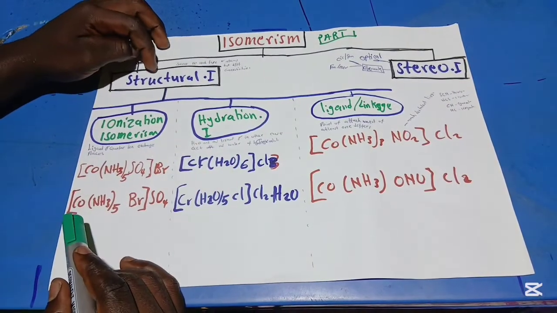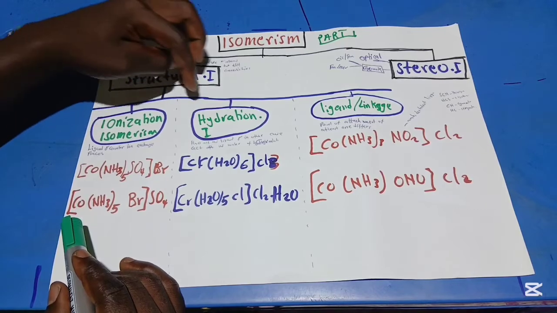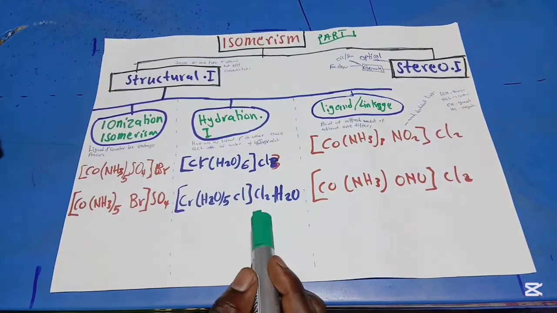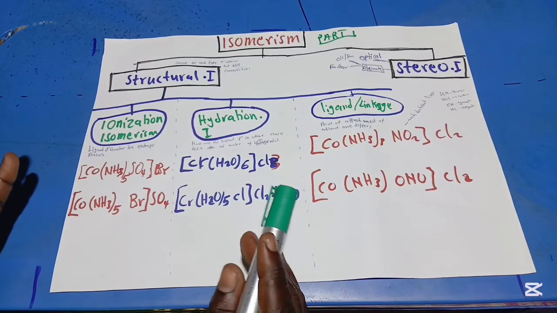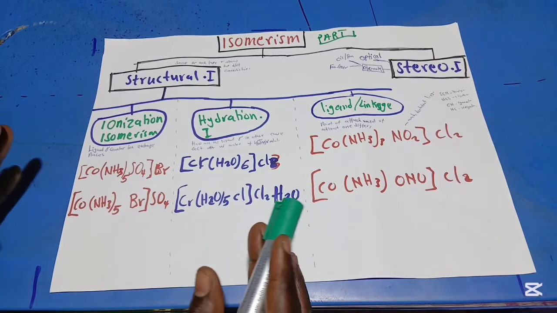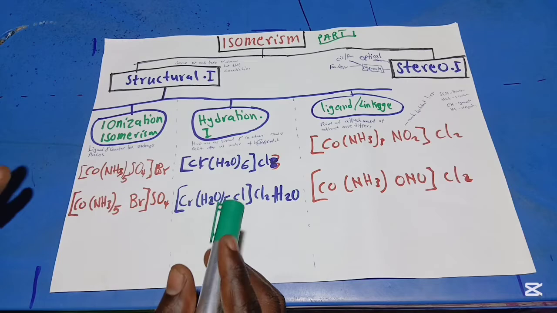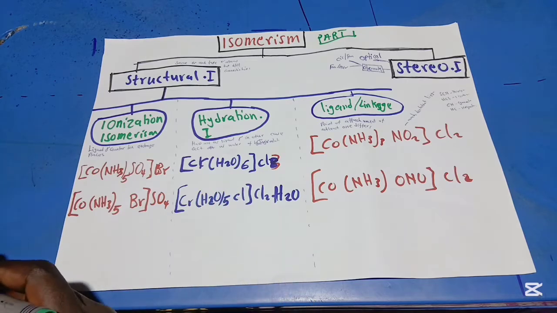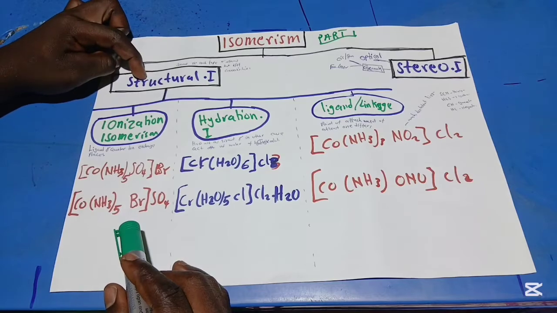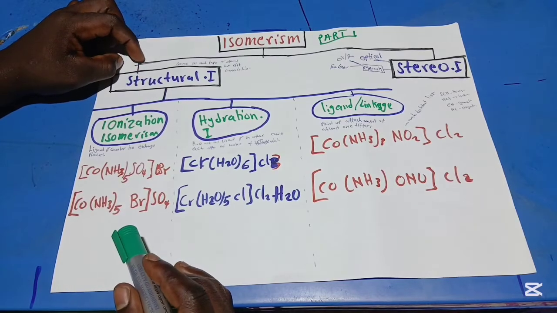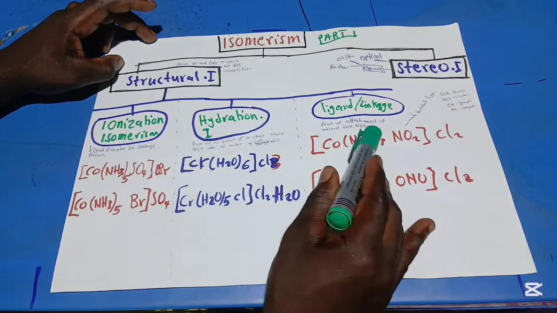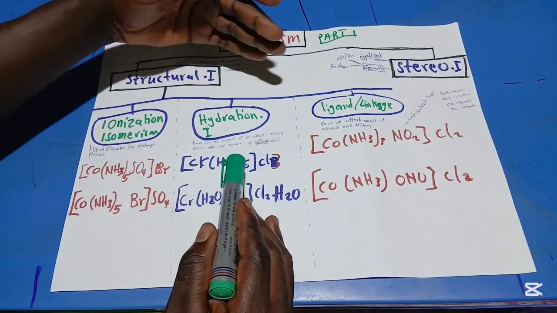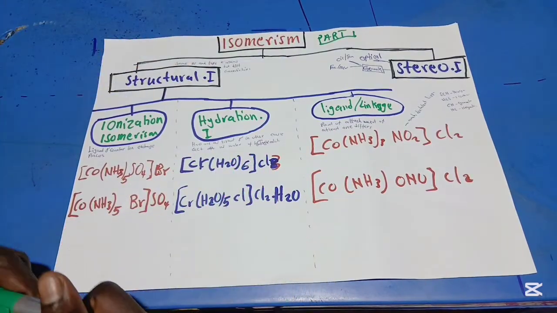Under structural isomerism, we have ionization isomerism, hydration isomerism, and ligand or linkage isomerism. I'm going to explain this very well with examples so that you'll be able to identify any type of isomerism when you are given coordination complexes. For structural isomerism, I think we have two more left, and I'll be treating them very well. Let's deal with these first three, then we continue with the others.